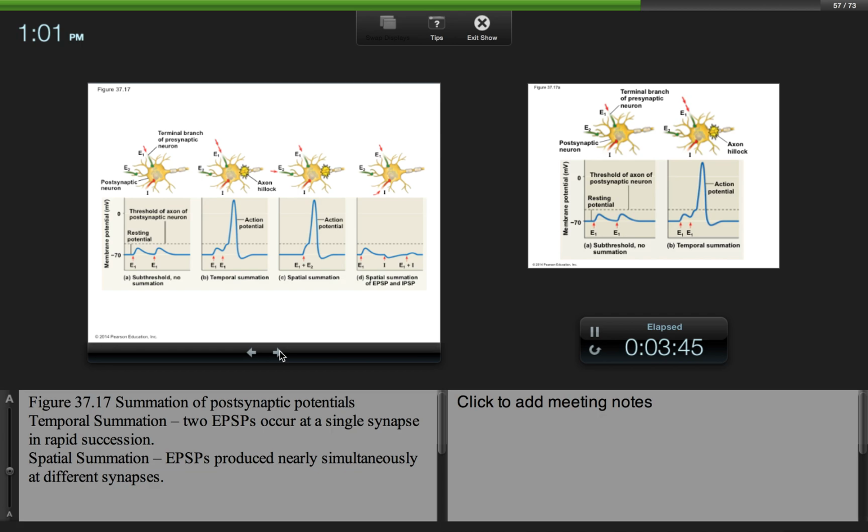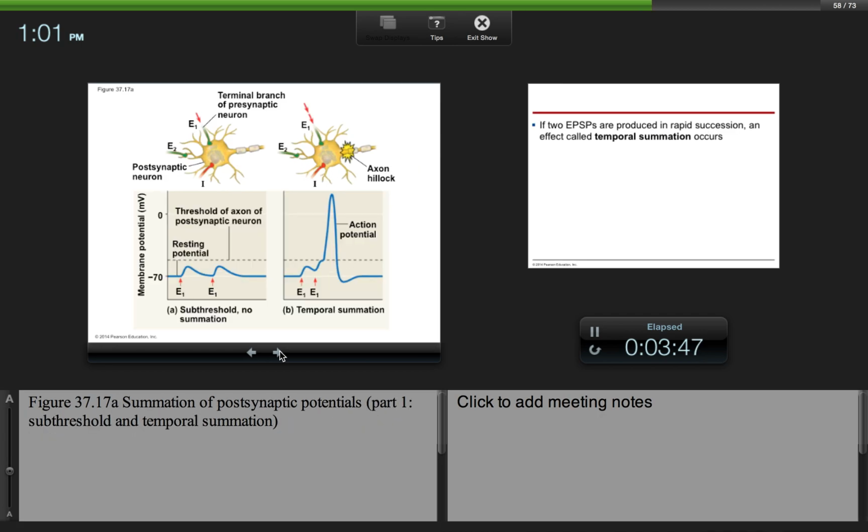Okay, so let's look at these individually. Looking here, we have an EPSP. We have two of them, right? We have the terminal branch of the presynaptic neuron, so we have two EPSPs coming in at different times. Because they come in at different times and they are spaced too far apart, a threshold potential does not get reached. So threshold is not reached, and an action potential does not get generated.